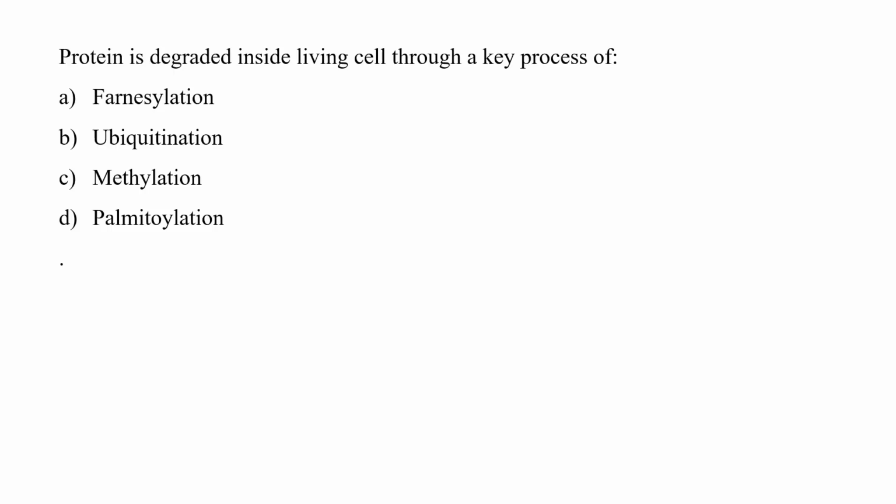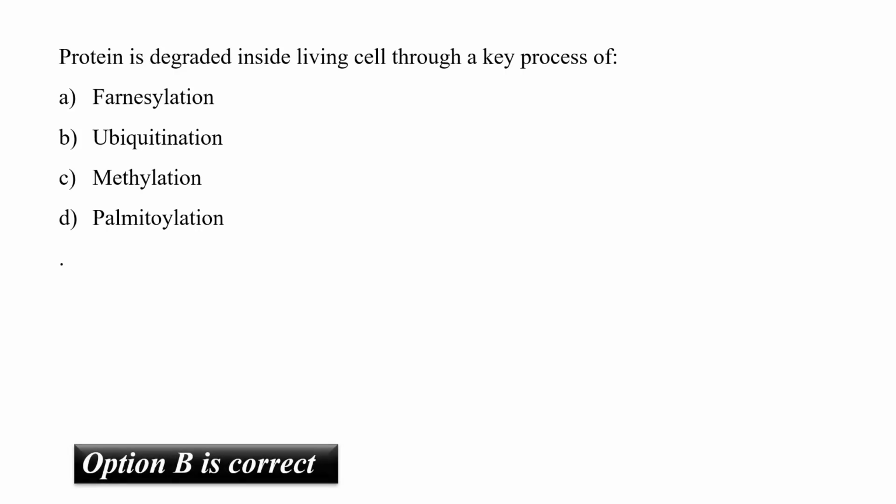Protein is degraded inside living cells through a key process of farnesylation, ubiquitination, methylation, or palmitoylation. Ubiquitination is a process in which a protein subjected to degradation is tethered with a ubiquitin sequence and recognized and degraded by the proteasome. So, option B is the correct answer.